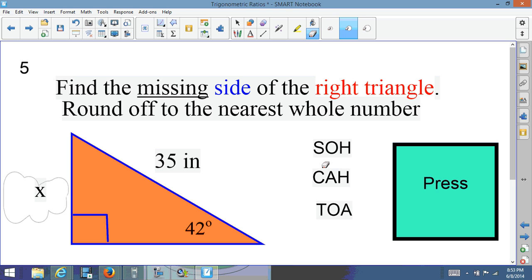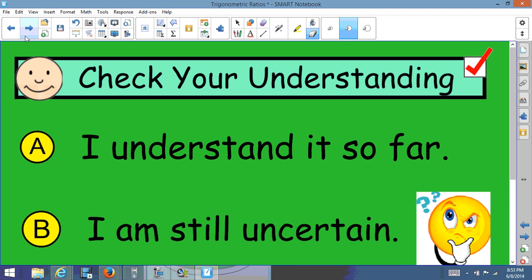So remember, figure out what parts you have and use the two parts to figure out which part of SOHCAHTOA is going to be used for the ratio, and then you'll find the horse. Use your calculator. I hope you understand what we've done so far. If you haven't, write down your questions, bring them in, watch the video again if you need to.